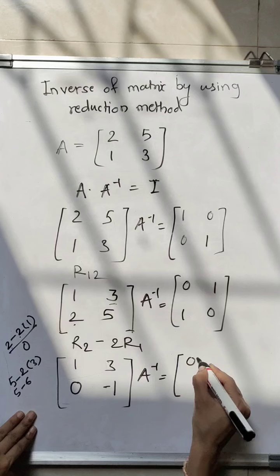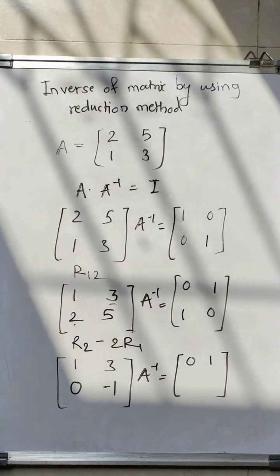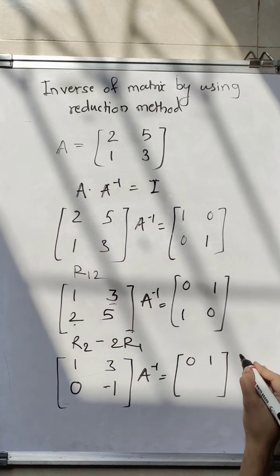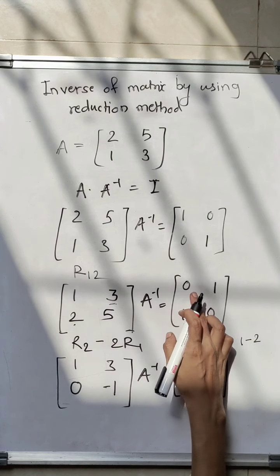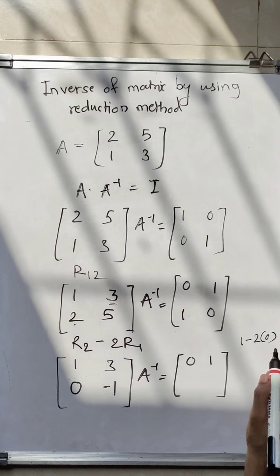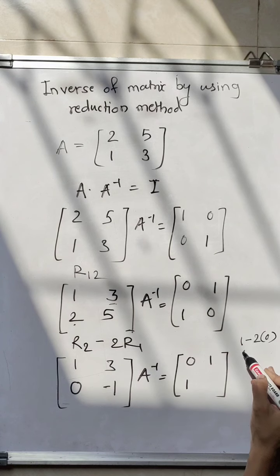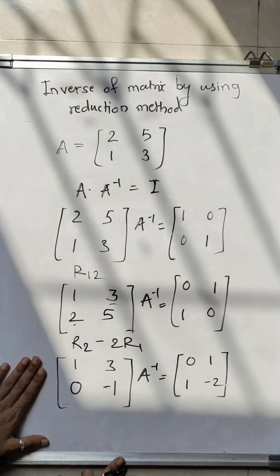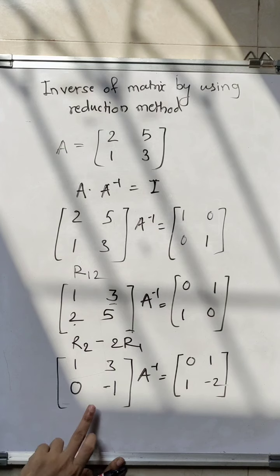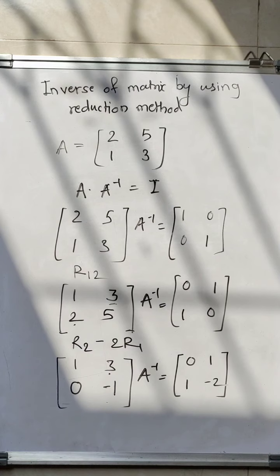After this, the first row is as it is, 0 1. The second row is 1 0, and for this entry, it is 1 minus 2 R1. The value of R1 is 0, so 1 minus 2 into 0, so it is 1. And 0 minus 2 into 1 is equal to minus 2. After this, we are going to convert this 3 into 0 and minus 1 into 1.